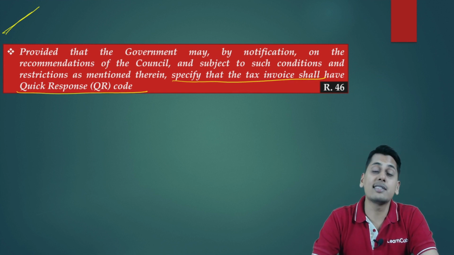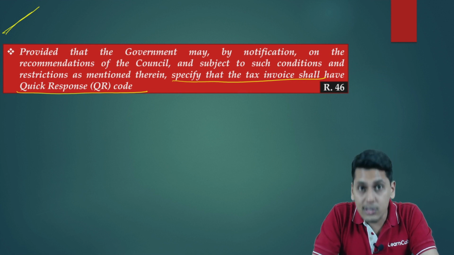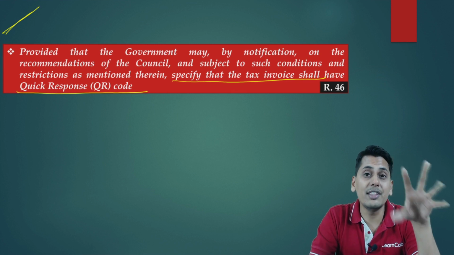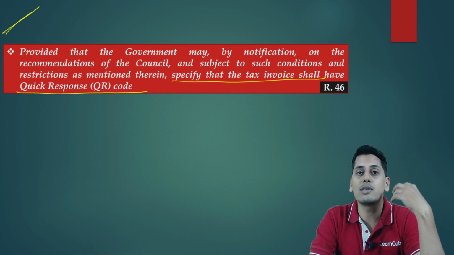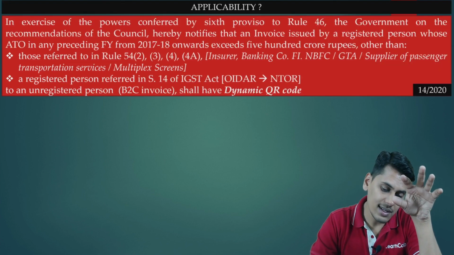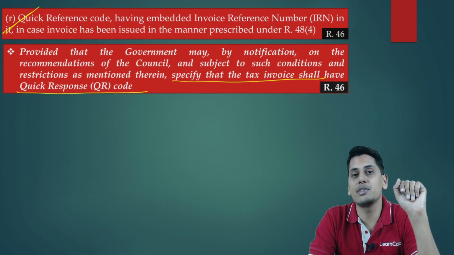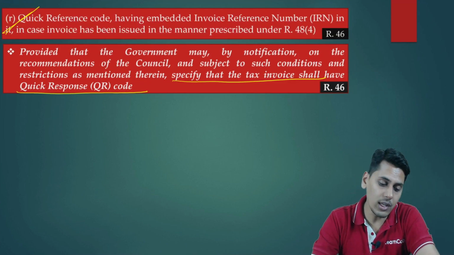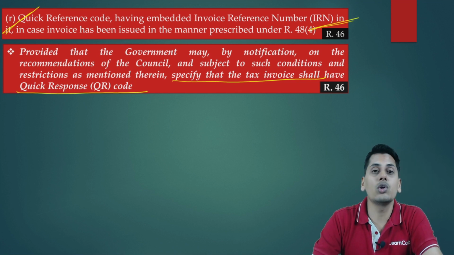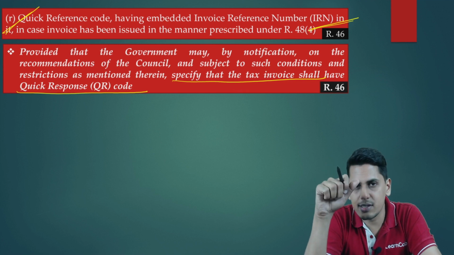So friends, sixth proviso to rule number 46 also tells you that the government by notification will tell you which type of tax invoices or tax invoices issued by whom shall have a QR code. Now friends, please understand there are two different QR codes which are there in rule number 46. One QR code we have already completed, rule number 46 sub rule R. That was a QR code having an embedded invoice reference number.